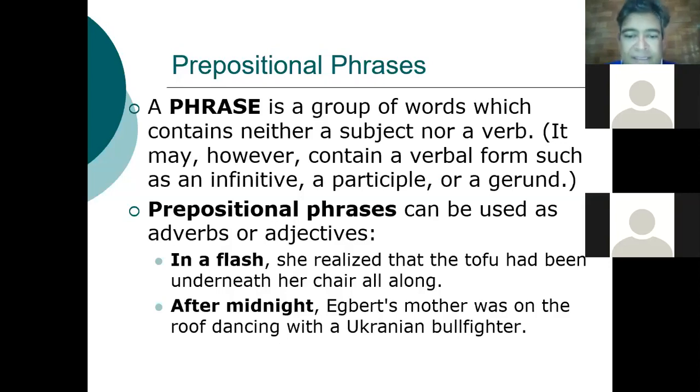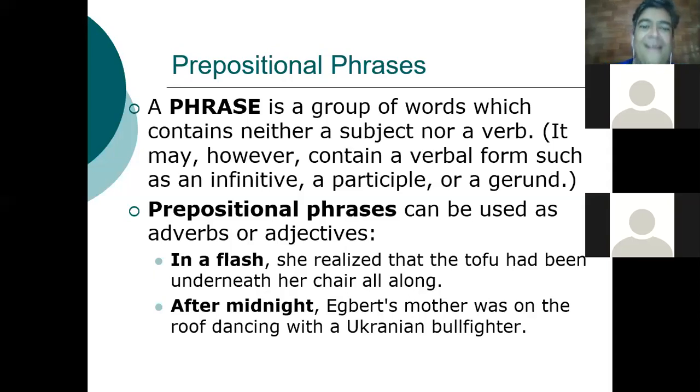And after midnight, Egbert's mother was on the roof dancing with an Ukrainian bullfighter. You know what is a bullfighter? Es un torero. I just put these examples here, okay? Pero es after midnight. ¿Por qué se llaman prepositional phrases? Porque tienen una preposición. Por allá alguien dijo, ¿por qué tienen una preposición? Yes, that's right. Very good. Thank you, Eileen. Those are prepositional phrases, okay?